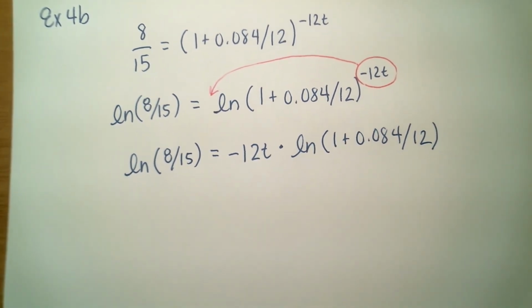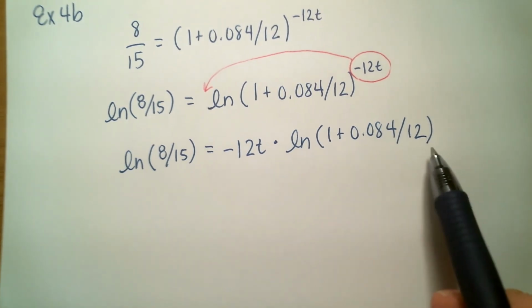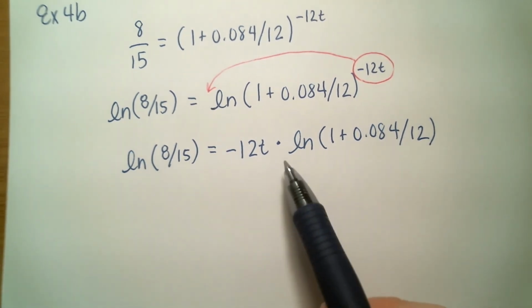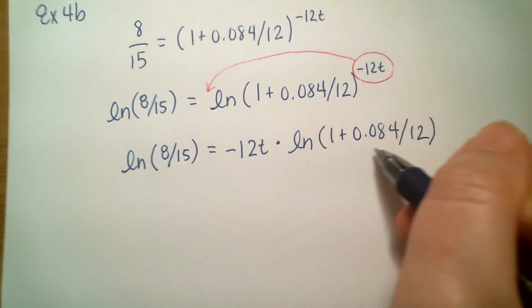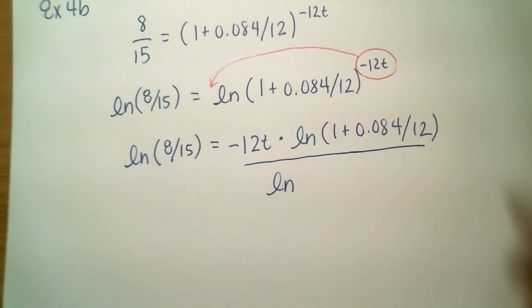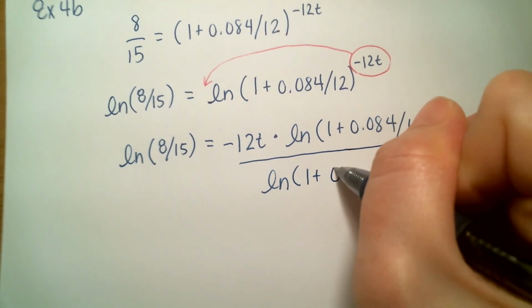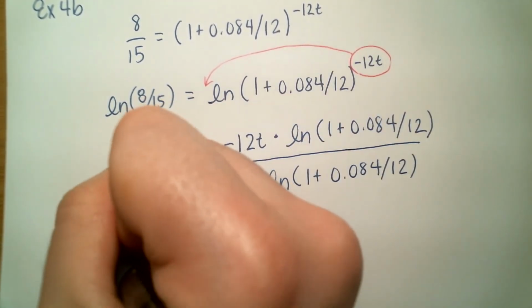All right. This is just a number. It's going to be a nasty decimal. Like we did in sections 3.2 and 3.3, you're going to want to solve for 12t, not just t. So we are going to go ahead and divide off this number, this logarithm, because we need to isolate the negative 12t. So we're going to go ahead and divide this off. Whatever you do to one side, you have to do to the other.